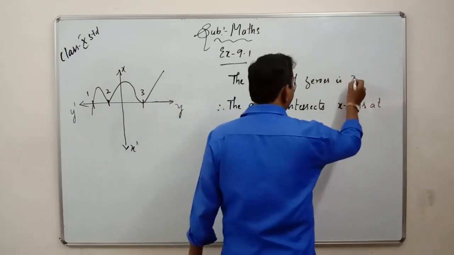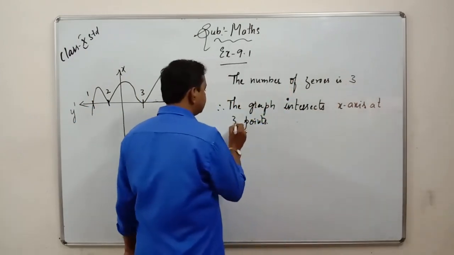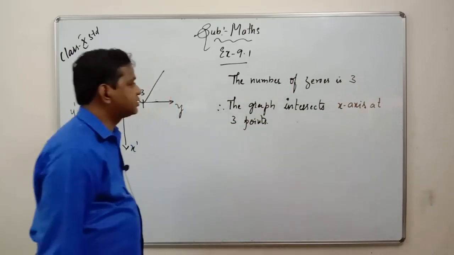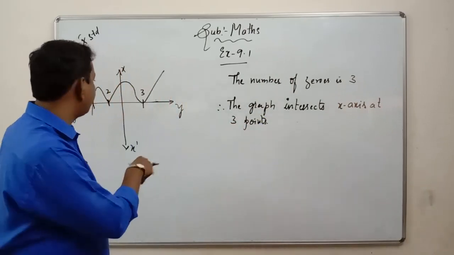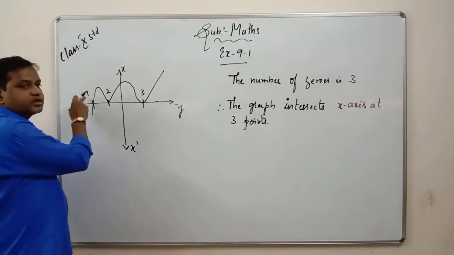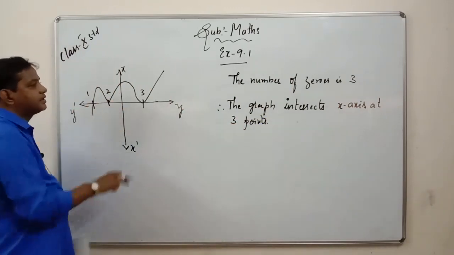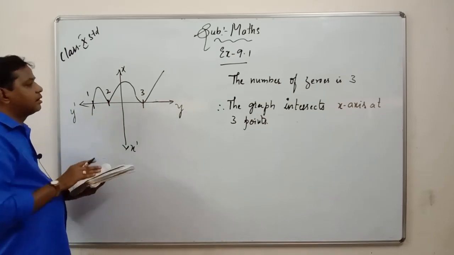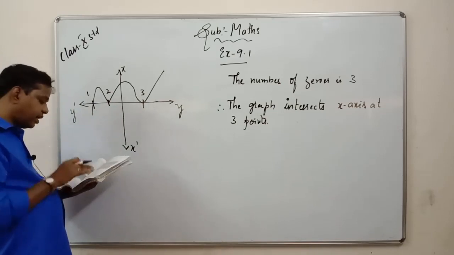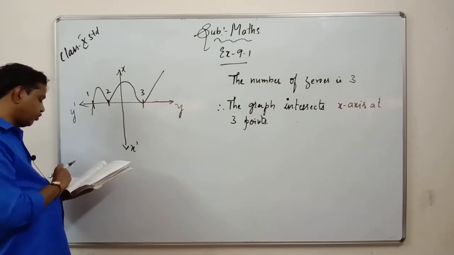We have 3 zeros and we have 3 points. So the number of zeros is 3. Therefore the graph intersects the x-axis at how many points? 3 points. You can see the graph here. This is the first point, this is the second point, and this is the third point. So the graph intersects the x-axis at 3 points.